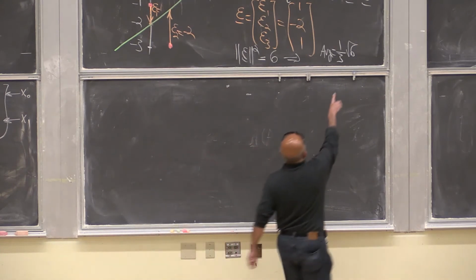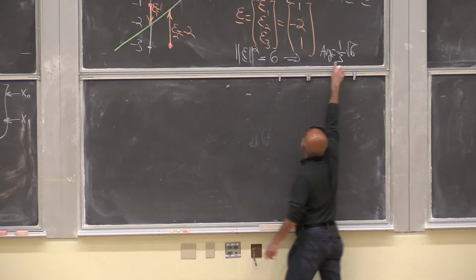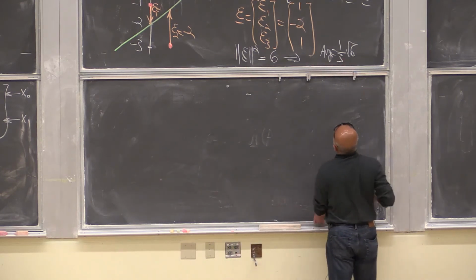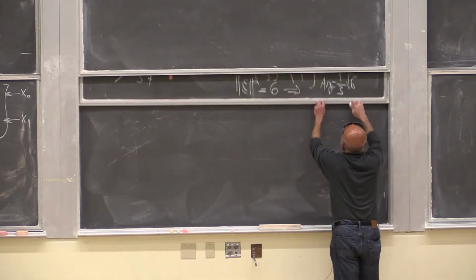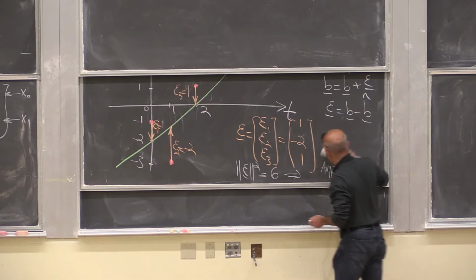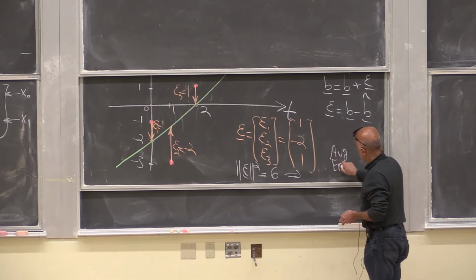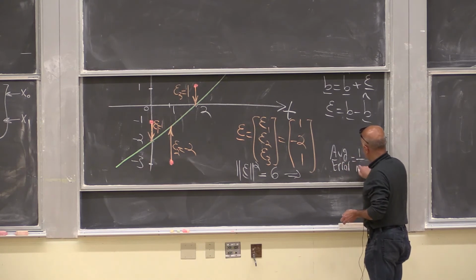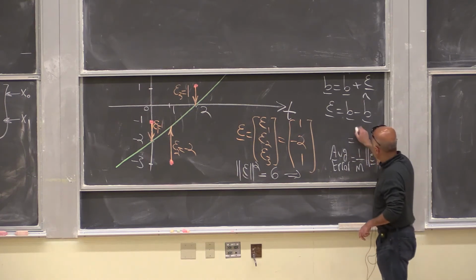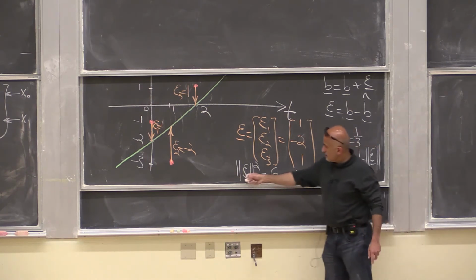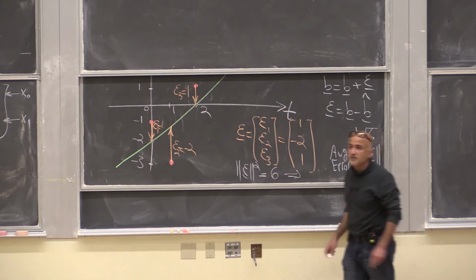The bottom right here? That's the average error. So I have 3 measurements, so I divide by 3. Let me rewrite this. Average error is 1 over m, the magnitude of E. So in our case, m is 3. Magnitude squared of E is 6, so the magnitude of E is root 6.